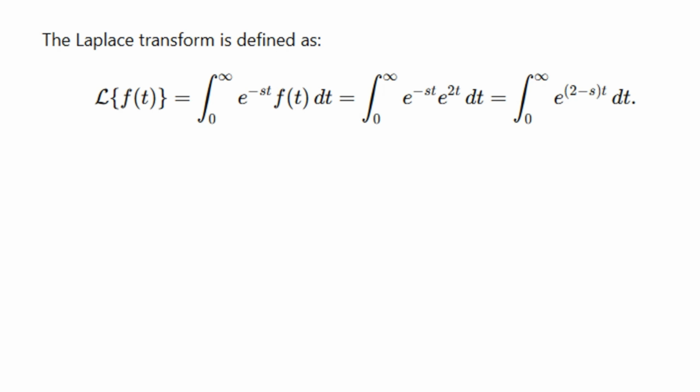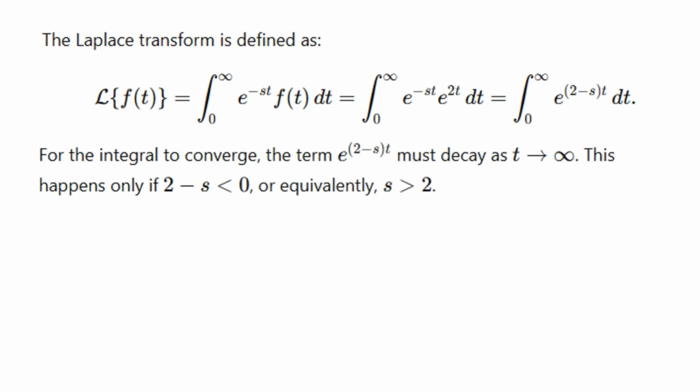If you look at this very well again, you will see that the most important condition we need here is that 2 minus s must be a negative value. That is why, for this integral to converge, or for the Laplace transform to exist, the term e to the power (2 minus s) t must be decreasing. It must decay as t grows to a large number. And when can we get this done? That is if 2 minus s is less than 0.